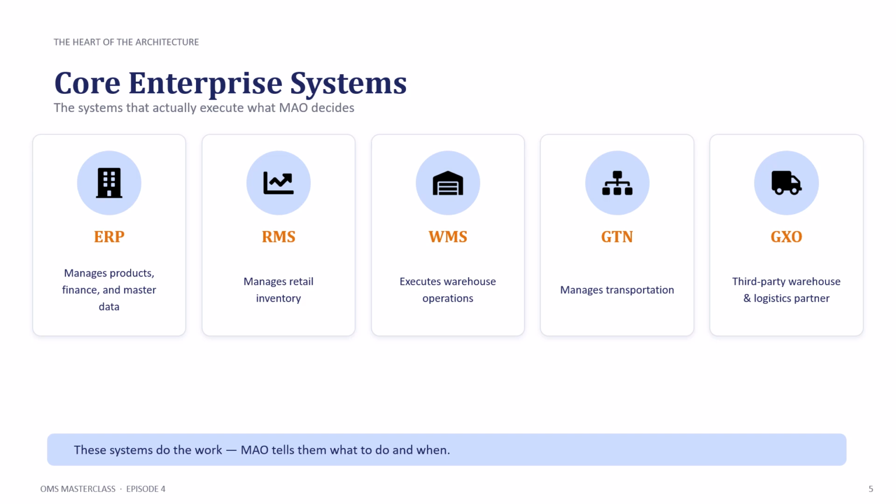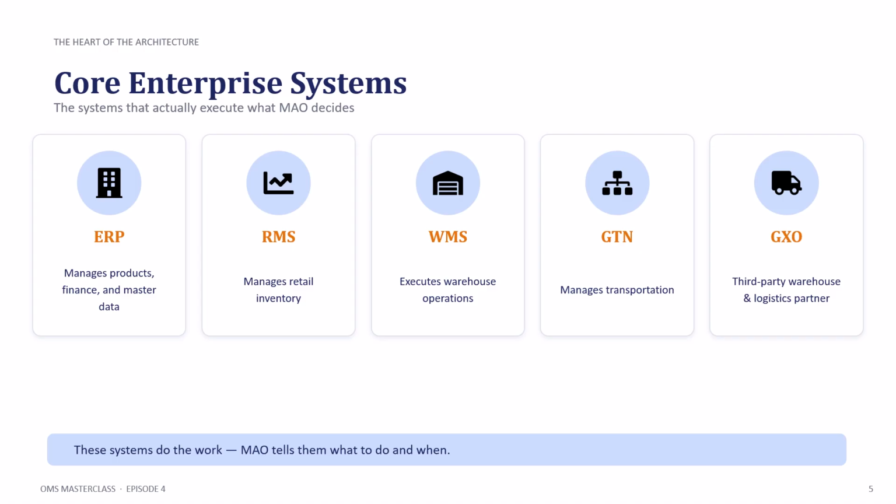Once MAO decides where an order should be fulfilled from, WMS takes over and executes the warehouse operations like picking, packing, and shipping. Next is GTN, which stands for Global Transportation Network. After the shipment leaves the warehouse, GTN helps manage transportation and tracks the movement of shipments. And finally, we have GXO Logistics. GXO is a third party logistics. Many retailers work with logistics partners like GXO to operate warehouses and handle fulfillment.